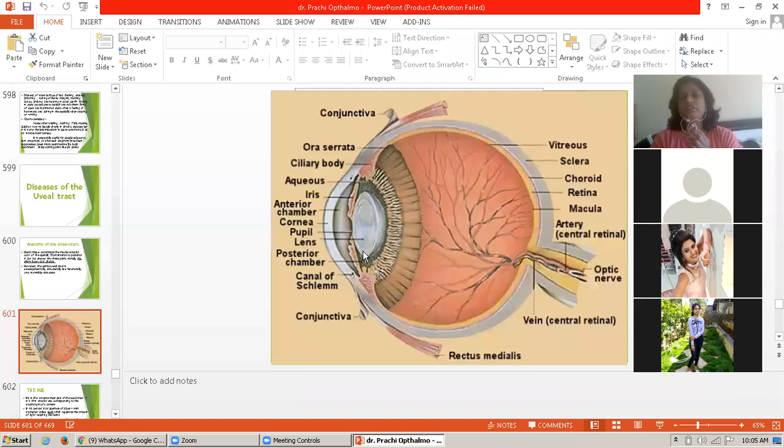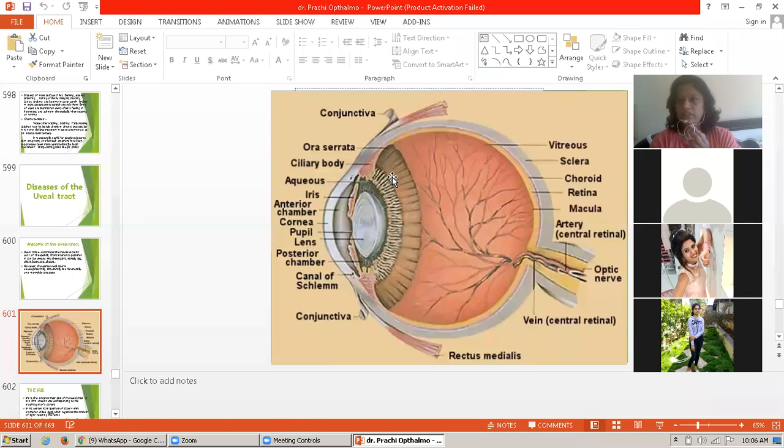When we see the diagram of the eyeball, in that we can see the uveal tract. This one is the iris. Then this is the ciliary body, and this yellow line is the choroid. So this is the anatomy of the uveal tract.